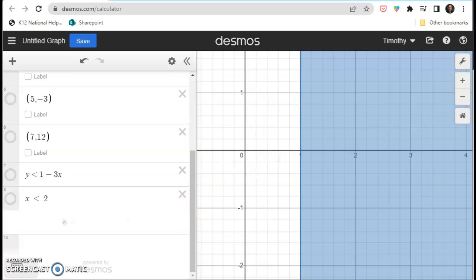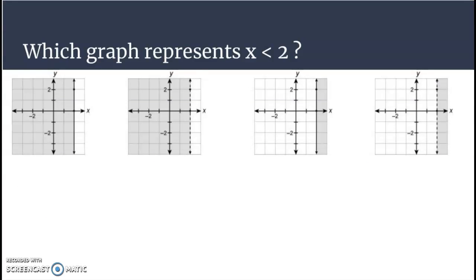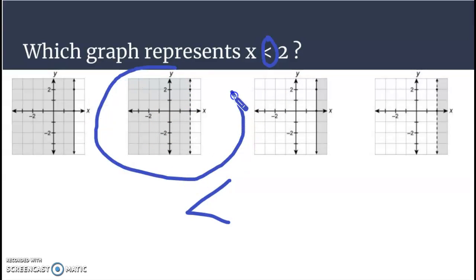All right. Look at an example here. Let's try to figure out the right shading here. We can probably get this just by looking at it. Notice what we did previously. Vertical line, dashed, and since it's a less than symbol, we're going to shade to the left. And the one that works here is this right here, x less than 2.